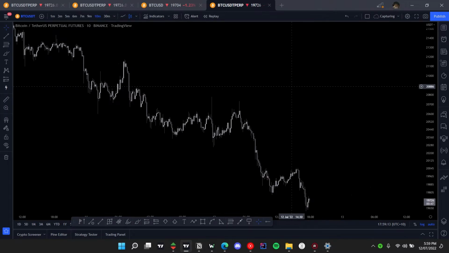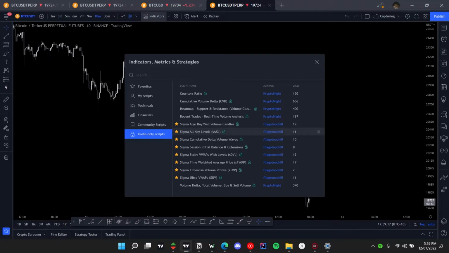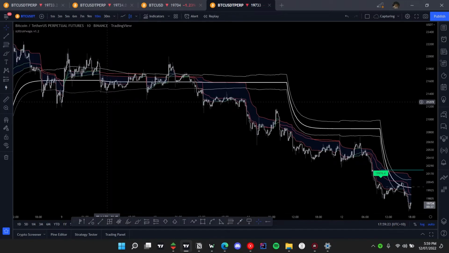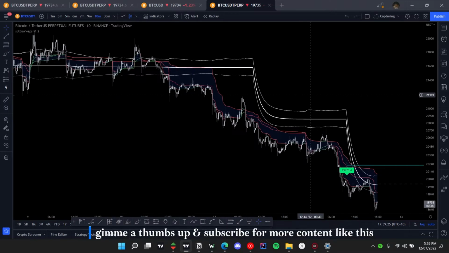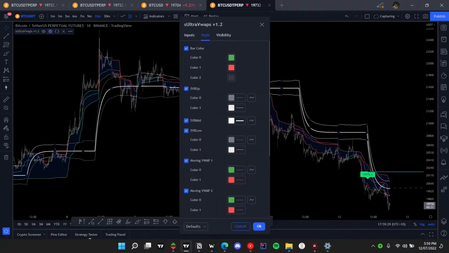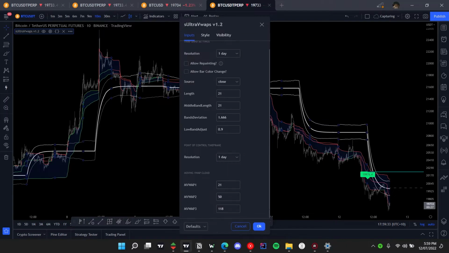All right. So first off, you go to indicators and you go to invite only scripts, and from here you select Sigma Ultra VWAPs. Now the indicator comes with default settings. Does it mean that it's the best setting? Not necessarily. It might not meet your needs. So what you have to do is go to the input and look at what we have here.